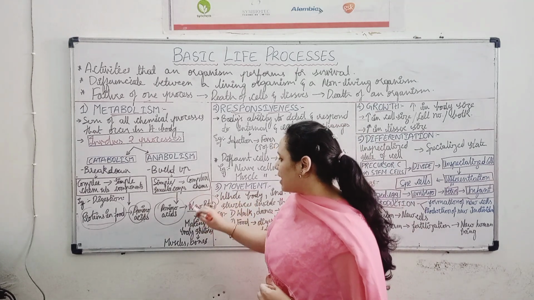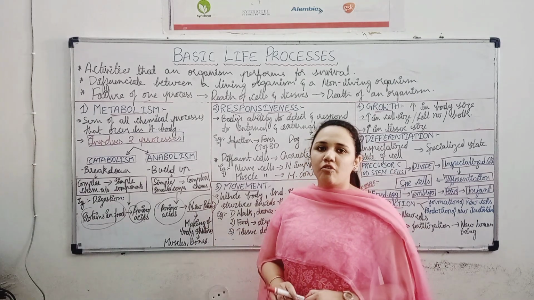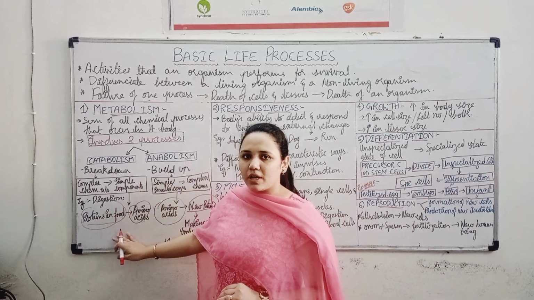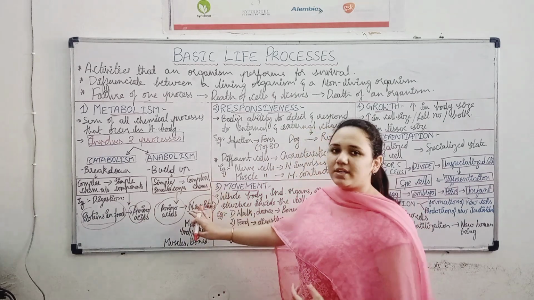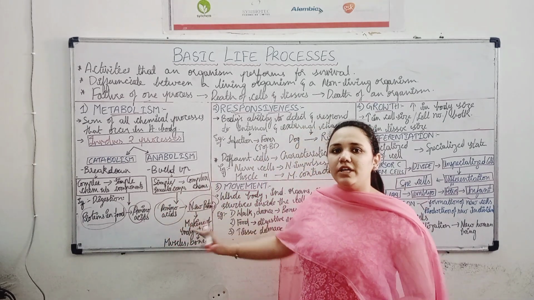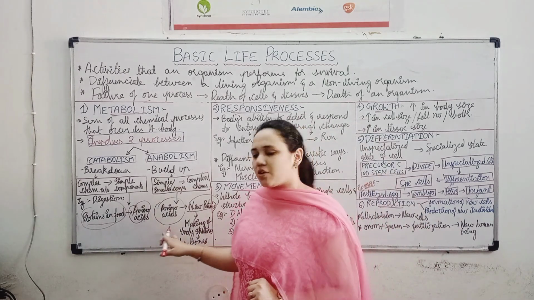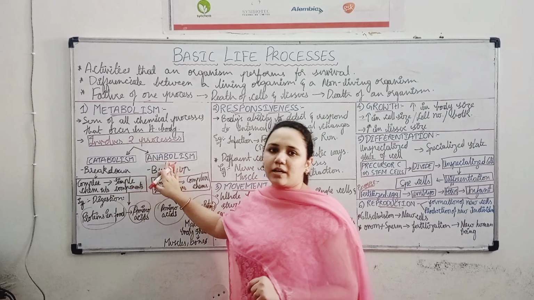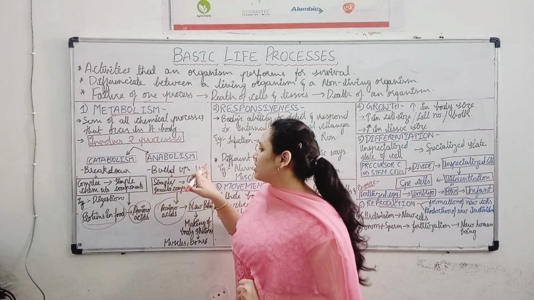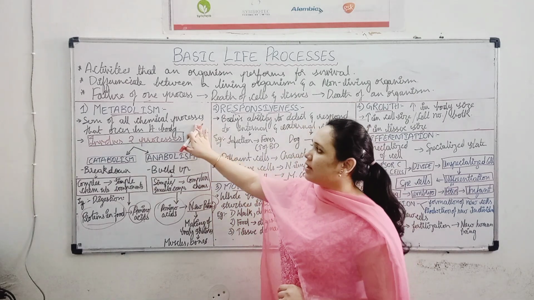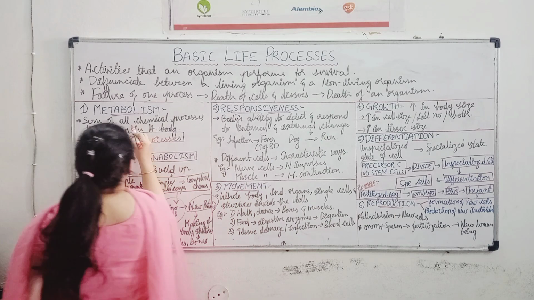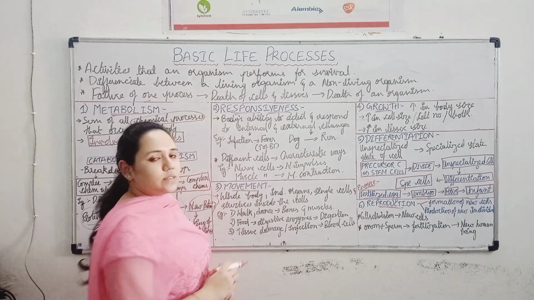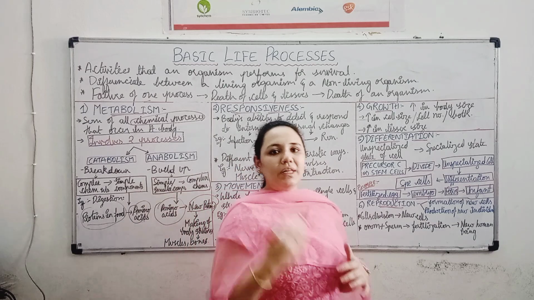These new proteins are helpful in the formation of body structures such as muscles and bones. So in catabolism, proteins are broken down into amino acids, whereas in anabolism these amino acids are converted into new proteins which help form muscles, bones and other structures. This is the difference between catabolism and anabolism: breakdown in catabolism, build up in anabolism. This is the first life process, metabolism, which involves all the chemical processes that occur in the human body.